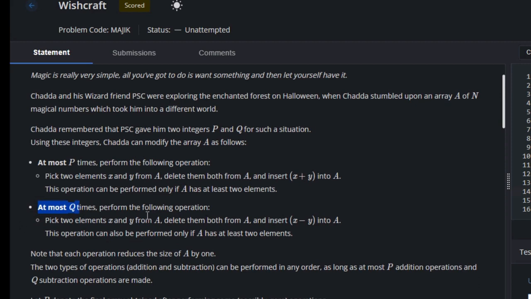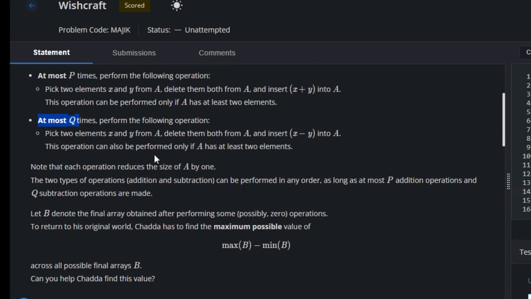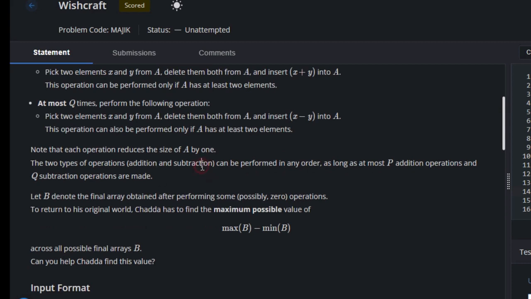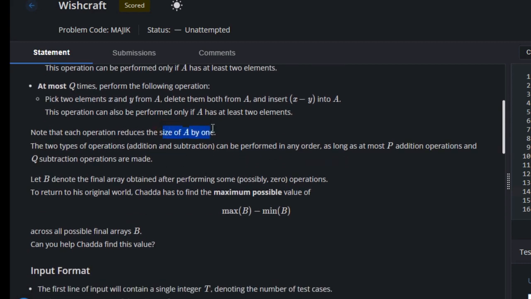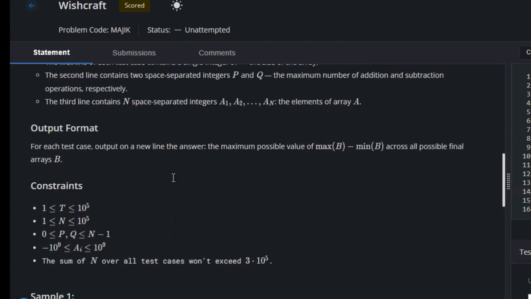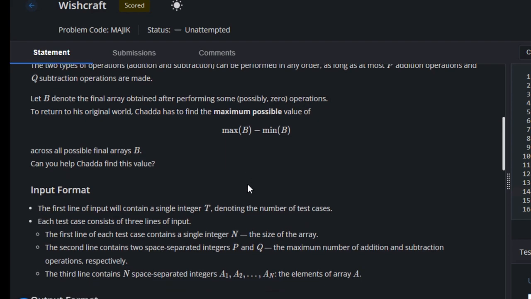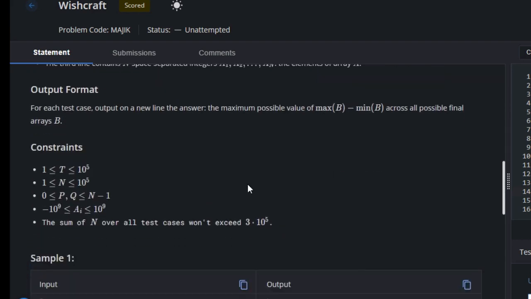Perform the following operation: pick two elements x, y from A, delete both from A and insert x minus y into A. This operation can also be performed only if A has at least two elements, and the size will be reduced by one. That is the obvious condition. Finally, let B denote the final array obtained after performing some, possibly zero, operations. Chadda has to find the maximum of B minus the minimum of B.